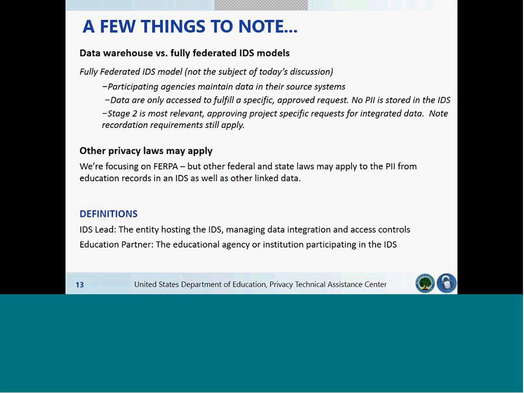It is important to remember that our focus today is on FERPA, but there are additional federal, state, and maybe local laws that may apply in your context. Always check with your own legal counsel whenever sharing data with third parties to make sure that you're abiding not just by FERPA, which we're talking about, but also by any other federal, state, or local laws that may also be relevant to you.